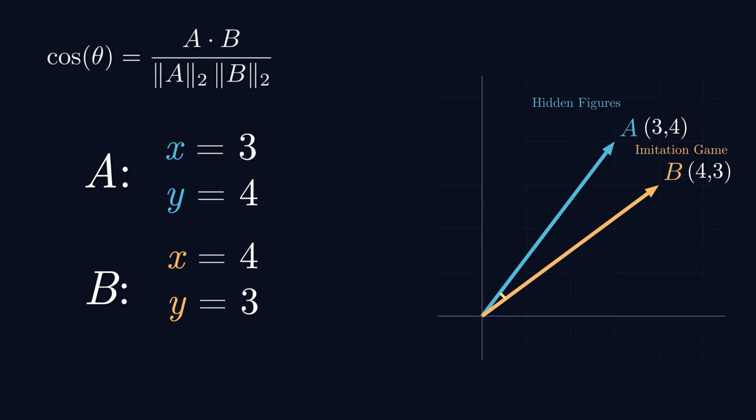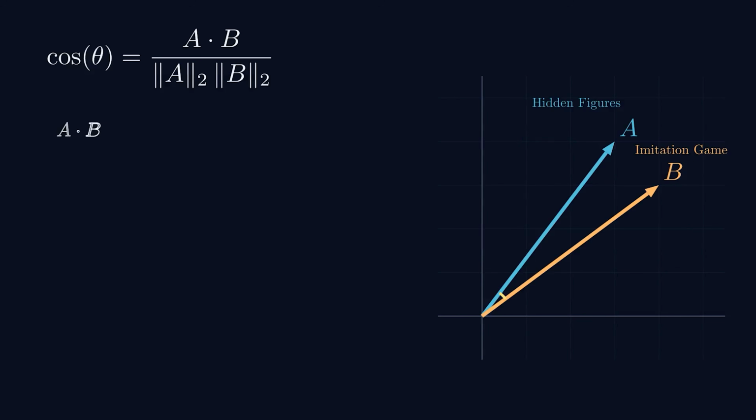For this example, we're going to take two movies, Hidden Figures and Imitation Game. We know already that their vectors are x equals 3, y equals 4 for Hidden Figures, and x equals 4, y equals 3 for Imitation Game. So all we need to do now is compute the cosine similarity between these two. So firstly, we need to calculate the dot product. So that would be 3 times 4 plus 4 times 3 equals 12 plus 12, which equals 24.